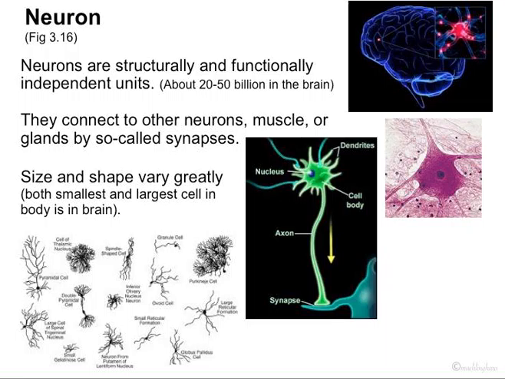When we look at the size and the shape of neurons, they vary very, very greatly. We have both the smallest cell inside the brain, but we also have the largest cell inside the brain, and they're both neurons.